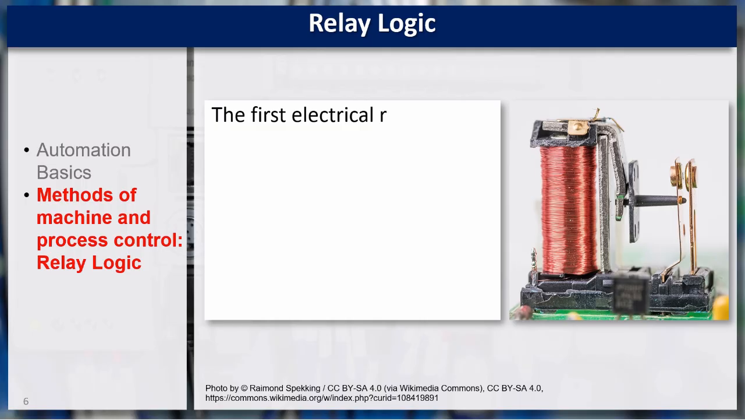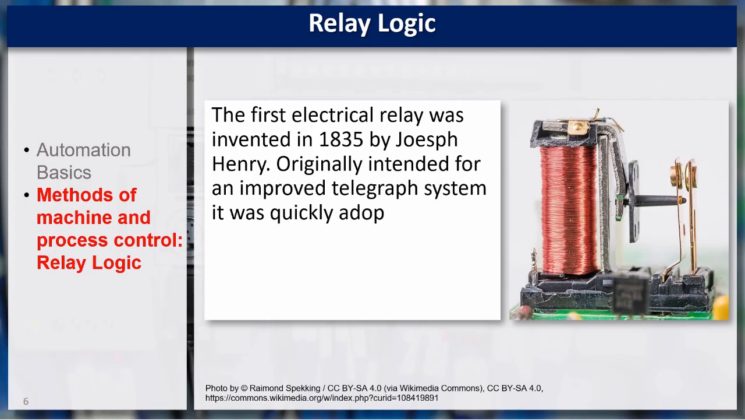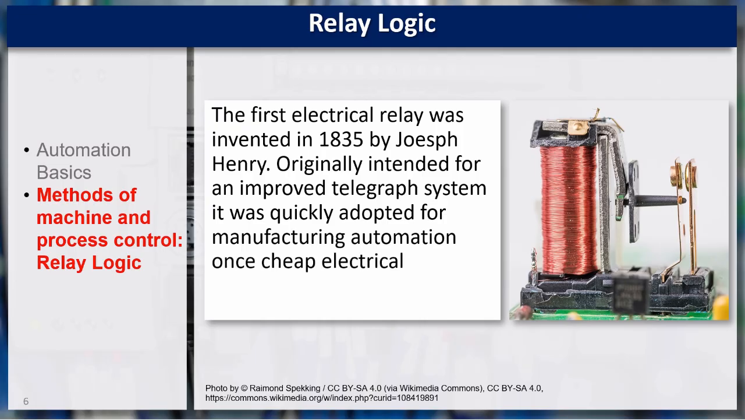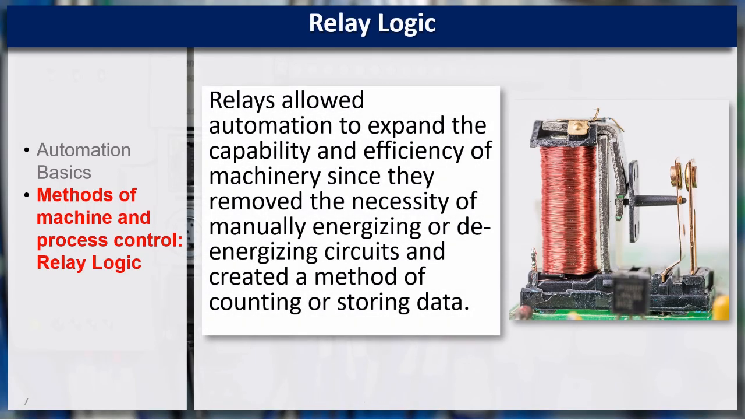The first electrical relay was invented in 1835 by Joseph Henry. Originally intended for an improved telegraph system, it was quickly adopted for manufacturing automation once cheap electrical power became available. Relays allowed automation to expand the capability and efficiency of machinery, since they removed the necessity of manually energizing or de-energizing circuits and created a method of counting or storing data.